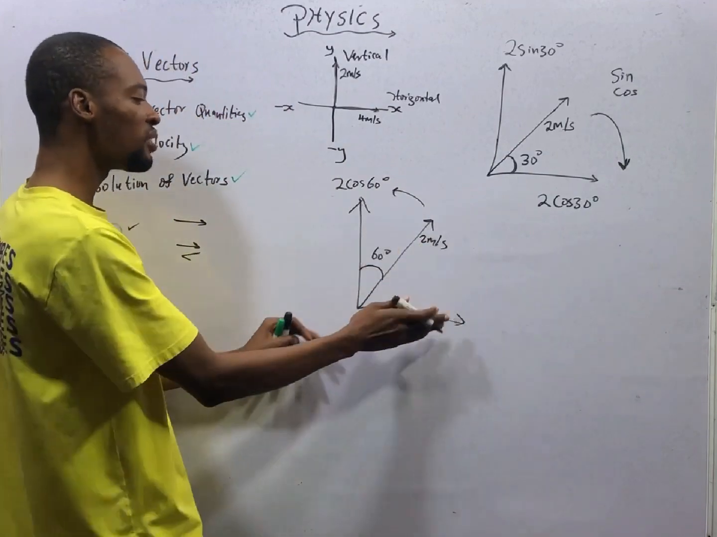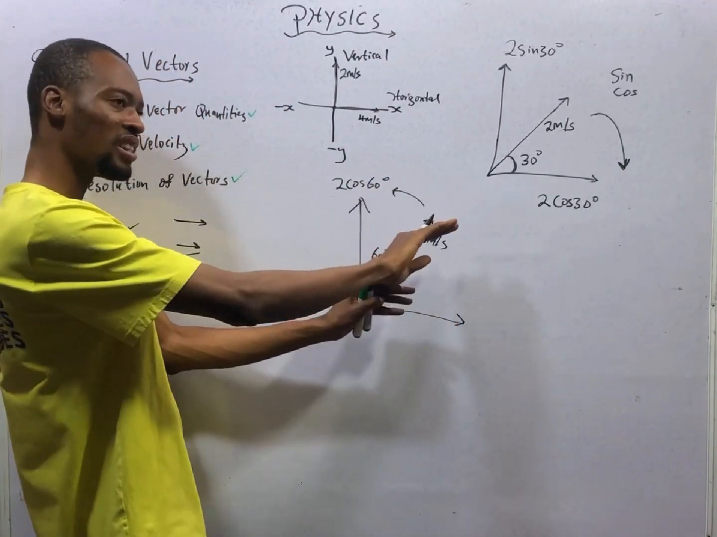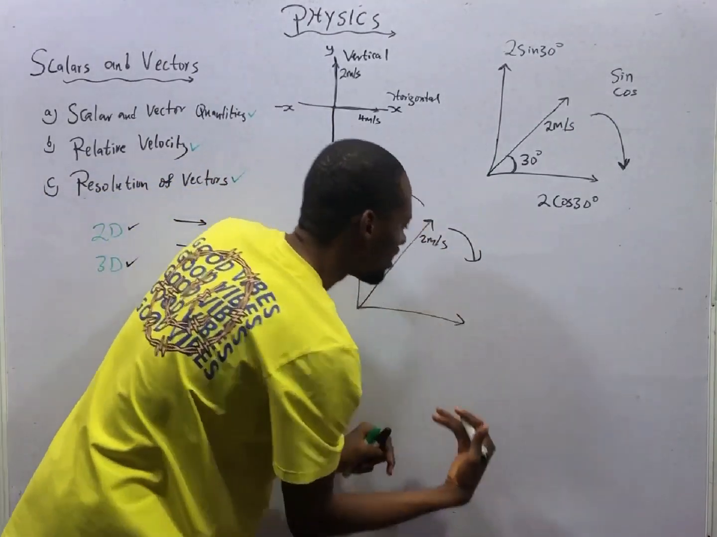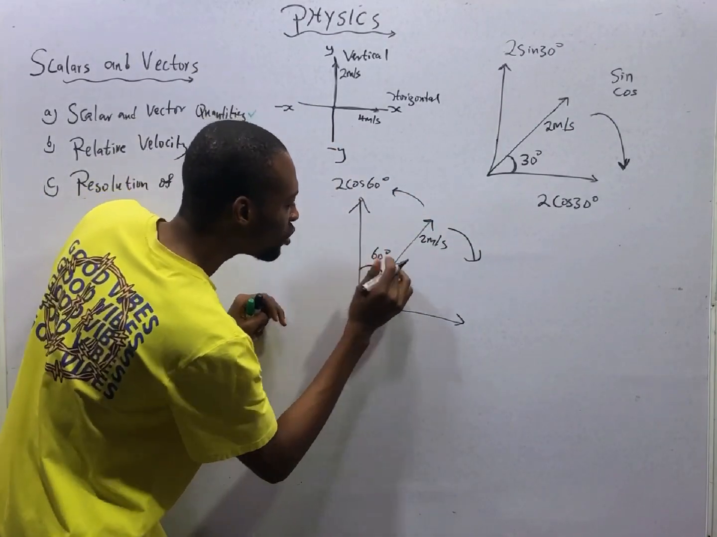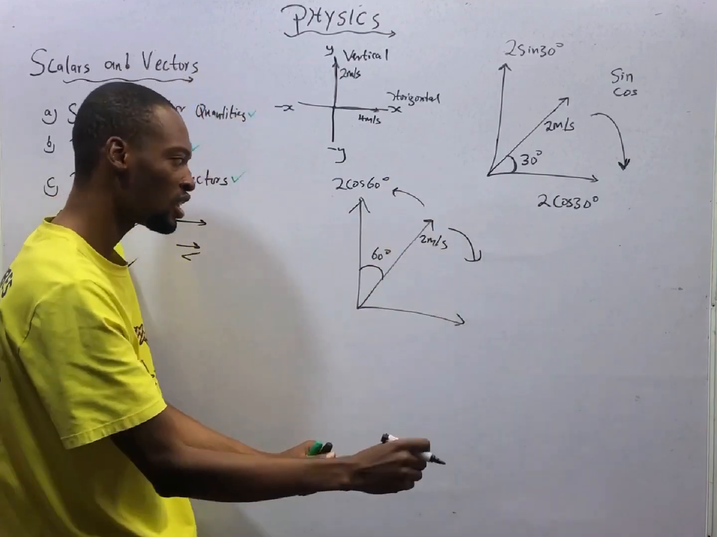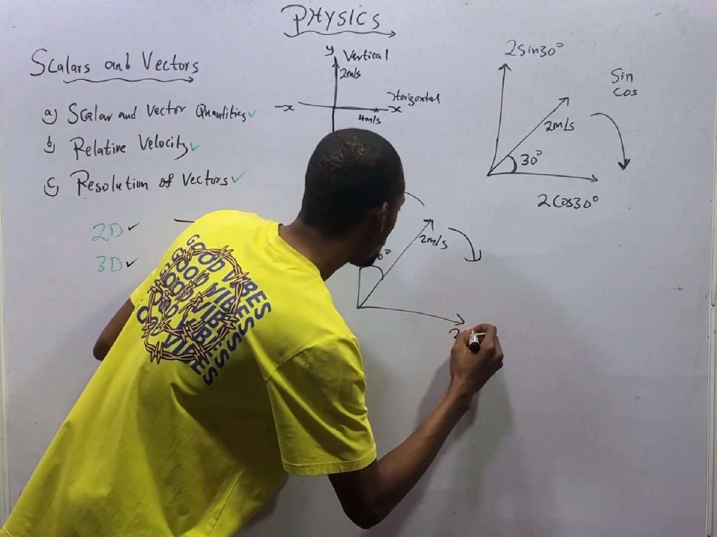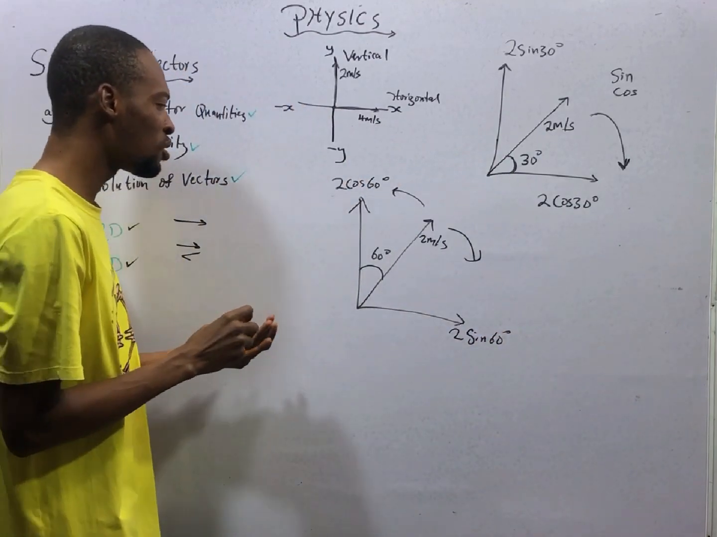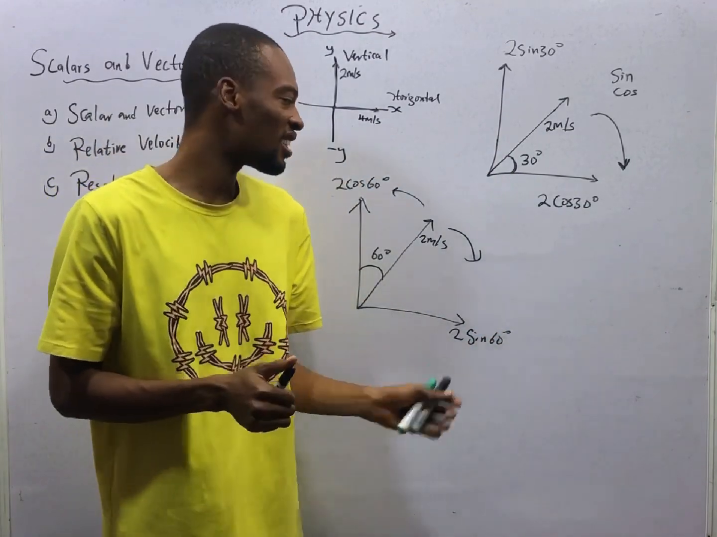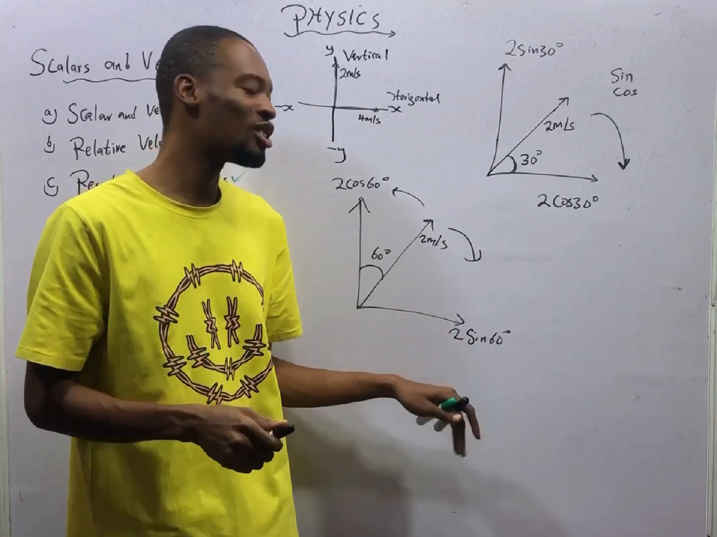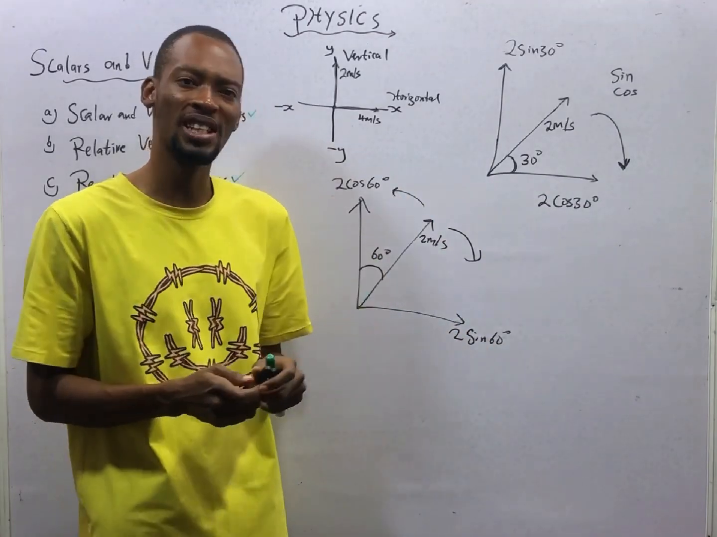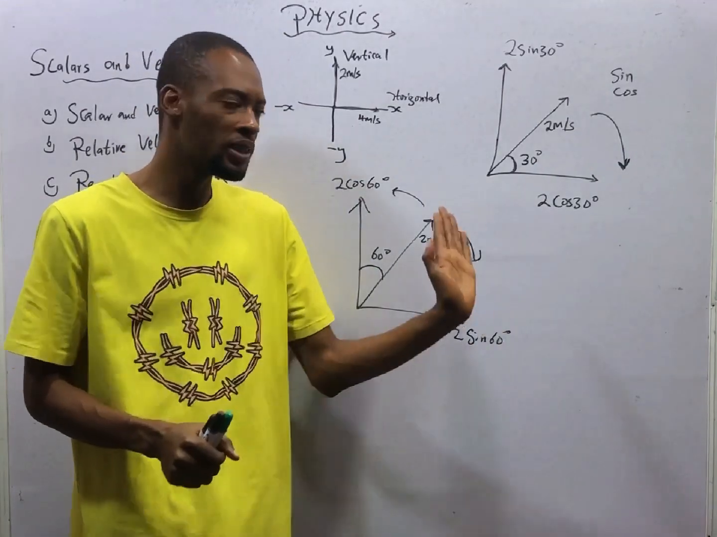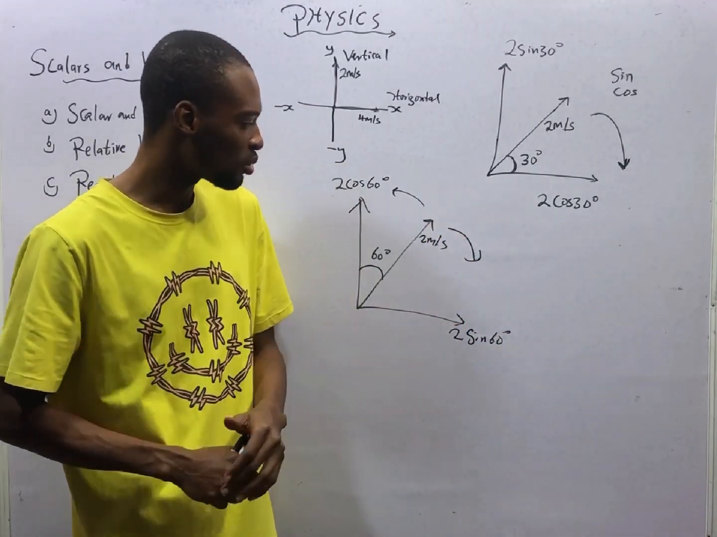If I am resolving it to the horizontal or to the x-axis, as I'm drawing this thing here, come down. You notice that the angle is opening. I'm drawing it, the angle is expanding. So here is 2 sine 60 degrees. So your mentality should not be that if you are resolving to the horizontal, it must be cos, and to the vertical, it must be sine. No. It depends on where you are, the angle, whether you are opening or you are closing the angle.